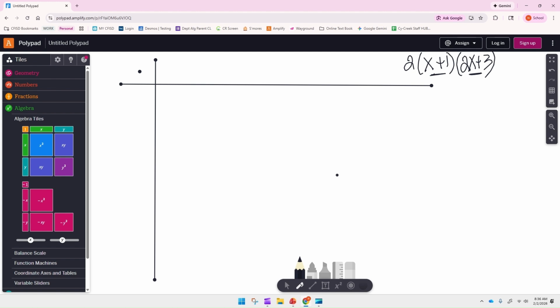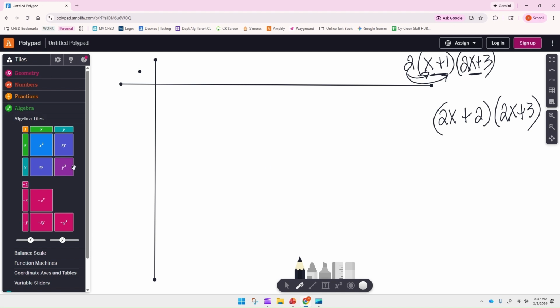The easiest way to tackle this problem in this situation would be to go ahead and distribute that 2 to the x and the 1. So then that becomes 2x plus 2 times 2x plus 3.